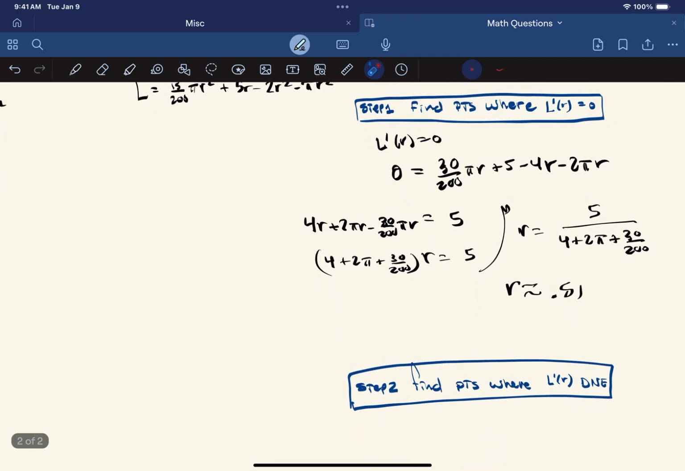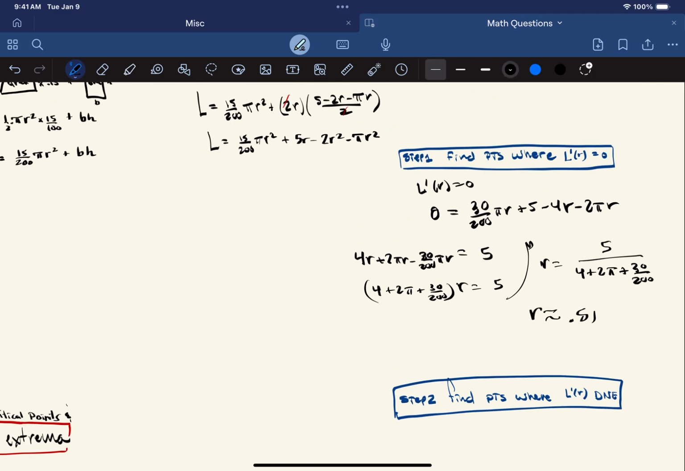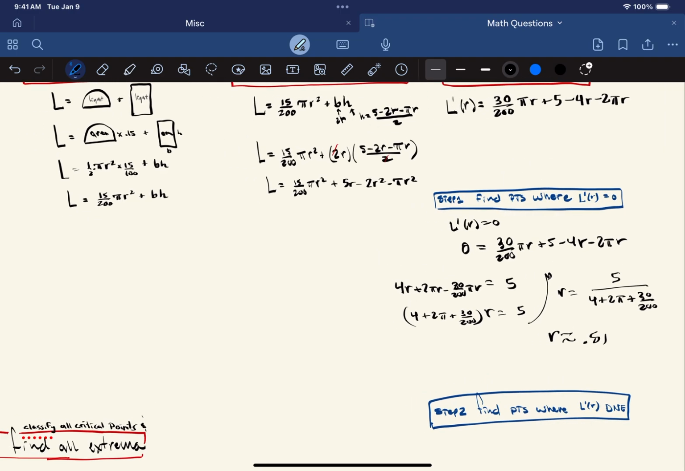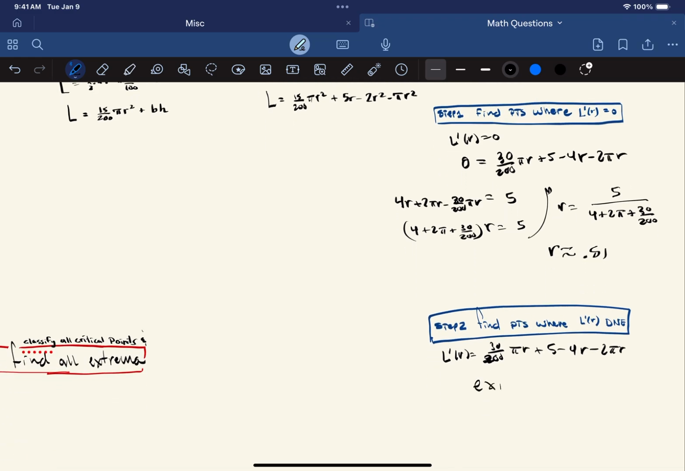Now we move on to the points where the derivative does not exist. Well, since the derivative is a polynomial, I'm going to be looking here to copy the derivative. I'm going to write the L prime of R, which is equal to 30 over 200 pi R plus 5 minus 4R minus 2 pi R. That's a polynomial, exists for every real value of R. So therefore, there are no critical points of this type.